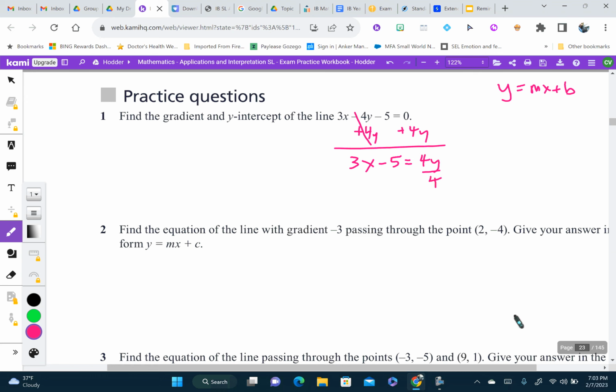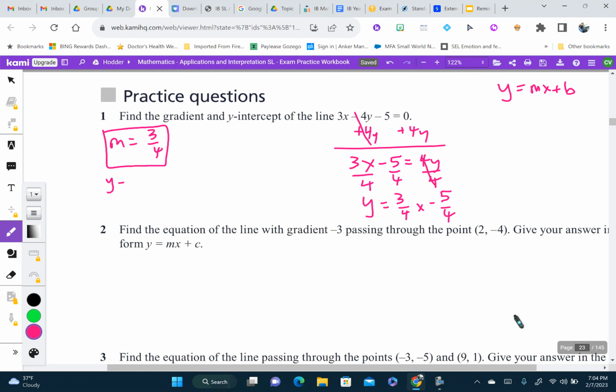Divide everything by 4. So this cancels out, and then you're left with y is equal to 3 over 4x minus 5 over 4. And then we have to find the gradient. So the gradient, which is m, is equal to the number that's in front of the x, which is 3/4. And we have to find the y-intercept, which is our c.